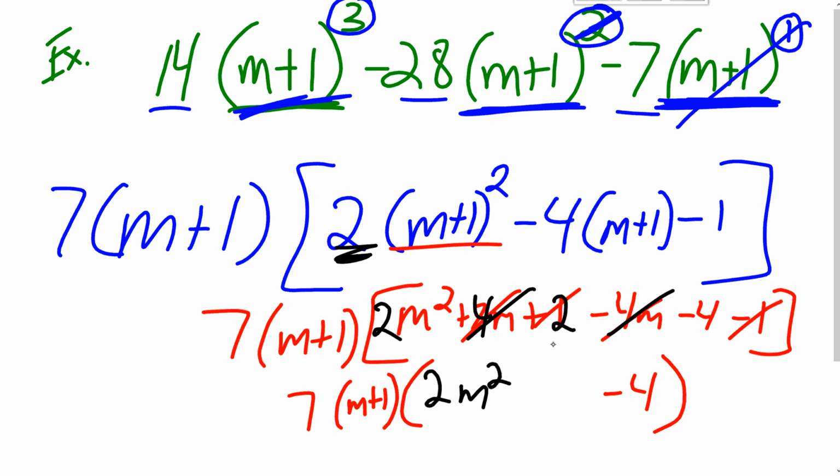2m squared. 4's gone, then we have 2 minus 1. And so we get, what, negative 3. So minus 3. All right, there we go. So it might be simplified to look something like that.